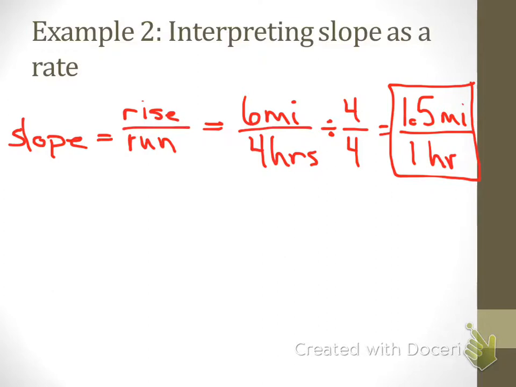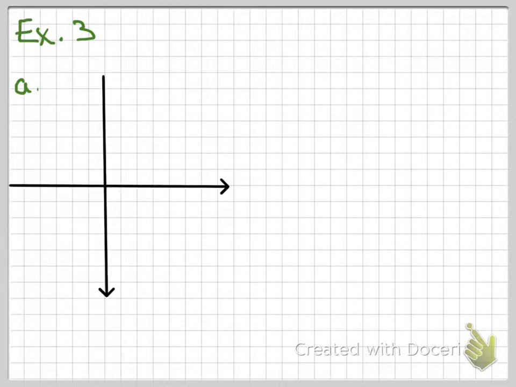Okay? All right. That's it for example 2. Does everybody have that down? Okay. Now moving on to example 3. In example 3, we are looking at using slope to draw a line. So you need to go ahead and set up your graph. We're going to do 2 more.